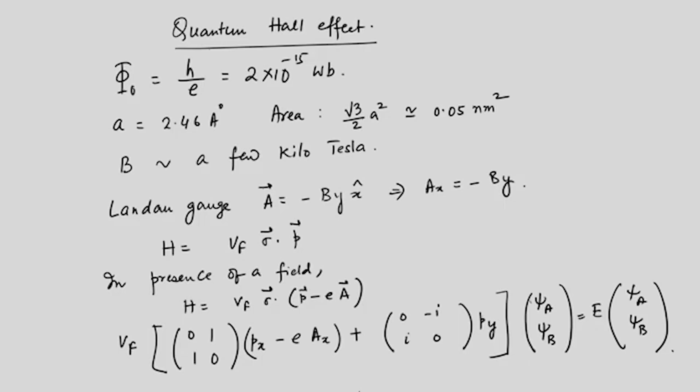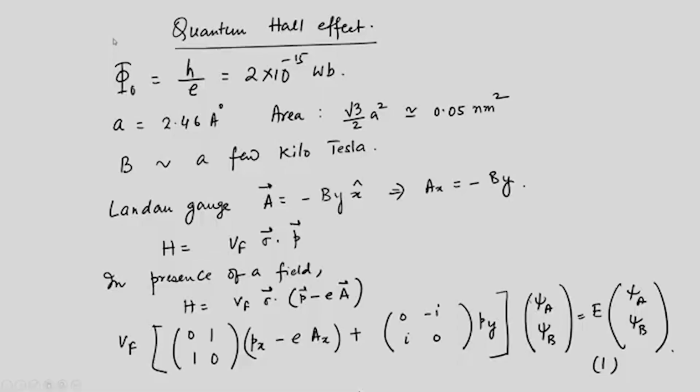So, this 2 by 2 structure is purely because of the sublattice structure, which we call the pseudo spinor, and it does not have anything to do with the actual spin or the real spin of the electrons. Okay. So, let us call this equation 1. Let us write down the two equations.